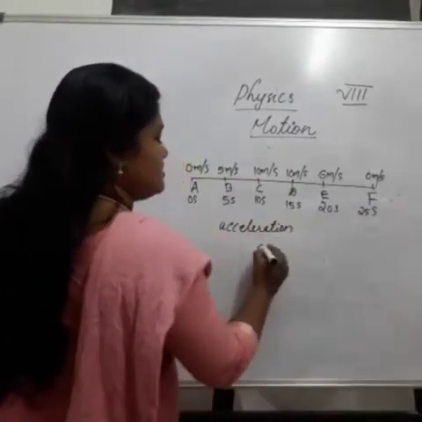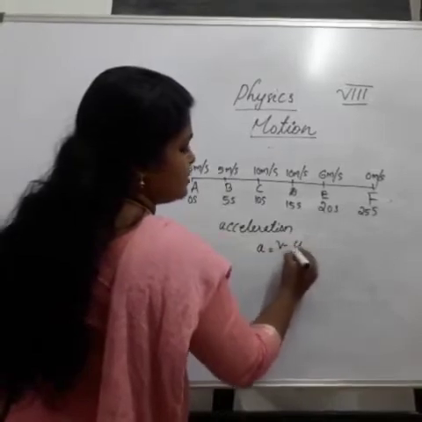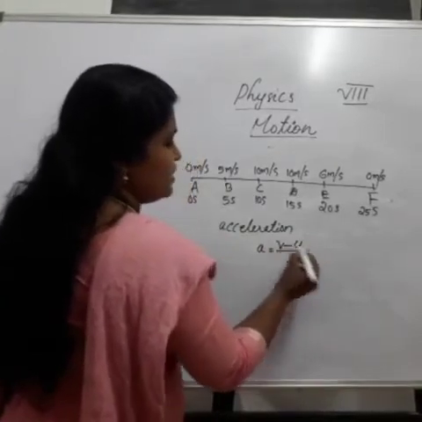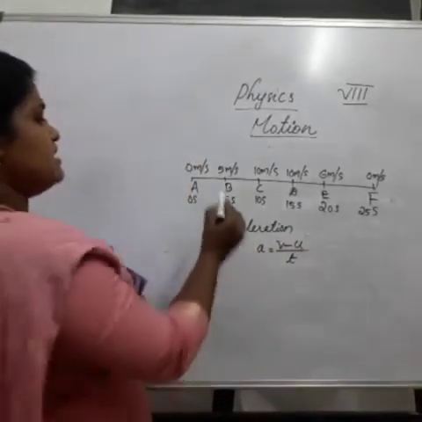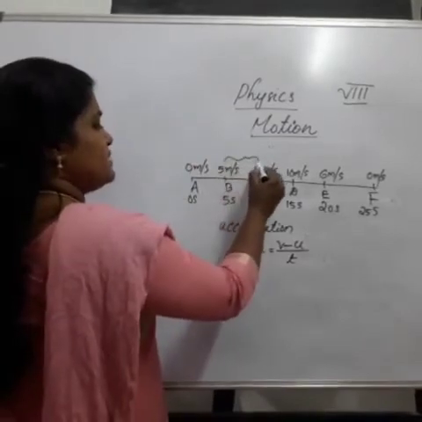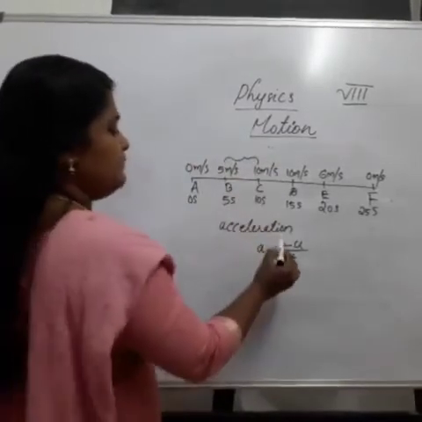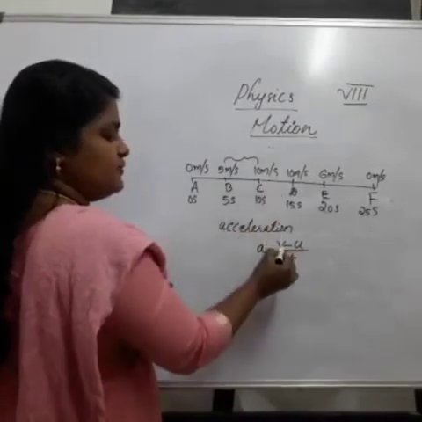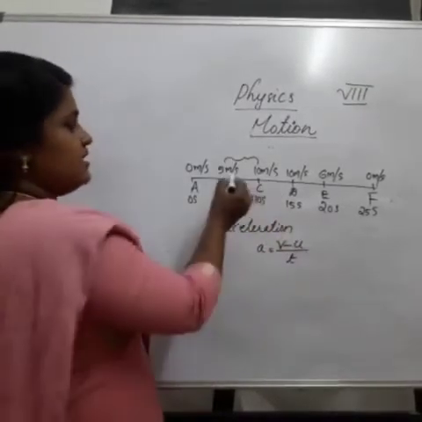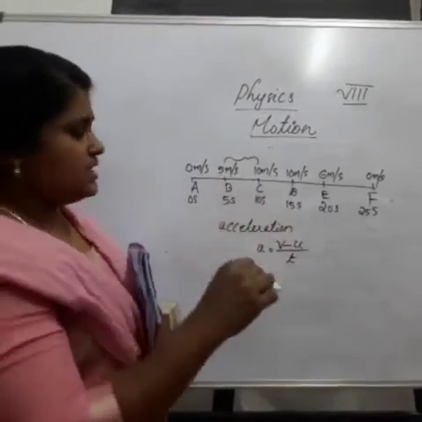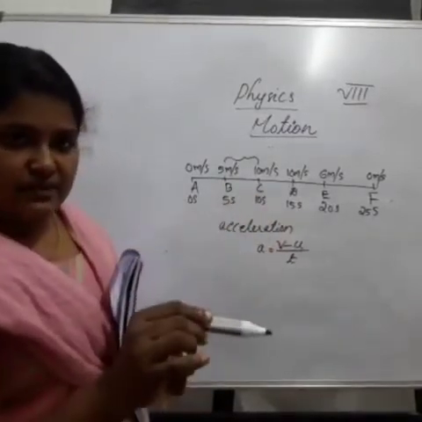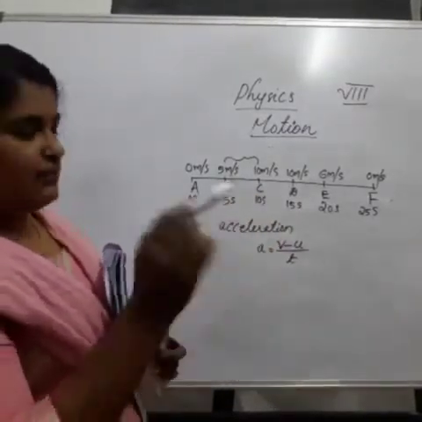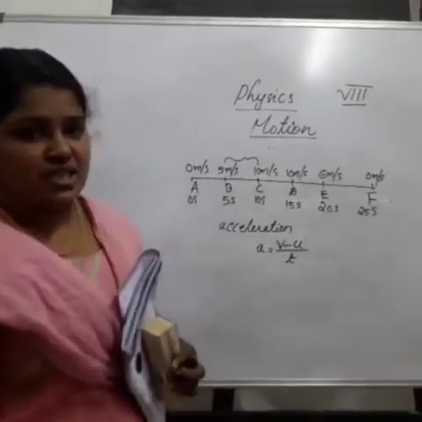Acceleration a is equal to v minus u by t. You know what is v? When we are considering these 2 points B to C, the velocity at the final point, that is at the point C, is v. Then the velocity at the first point, the initial point, is u. u is the initial velocity, v is the final velocity, and t is the time taken.